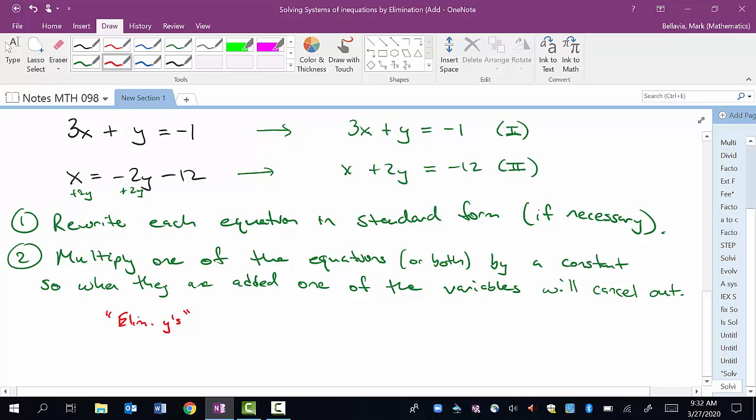So I'm going to multiply equation 1 by -2. Now you can't just do it to the y term, you have to do it to the whole thing, because that's what keeps the equation balanced.